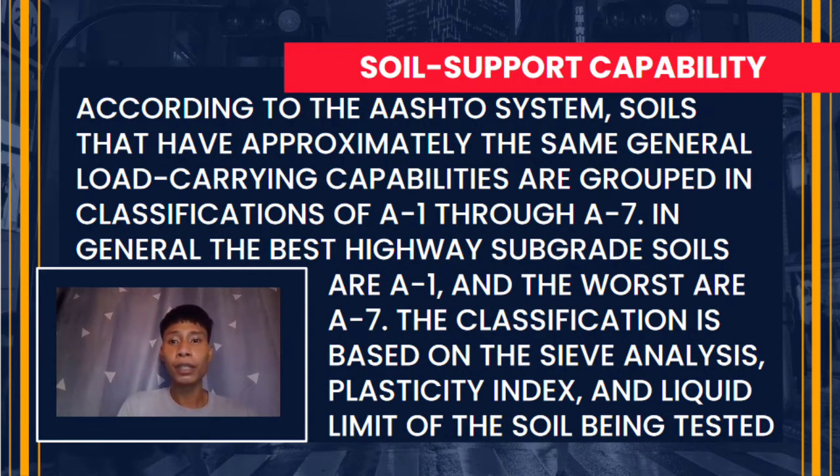According to the AASHTO system, soils that have approximately the same general load carrying capabilities are grouped in classifications of A1 through A7. So the AASHTO system made a classification to know how strong or capable the subgrade is to withstand the support loads, and in general the best highway subgrade soils are A1 and the worst are A7. The classification uses sieve analysis, plasticity index, and liquid limit of the soil being tested.